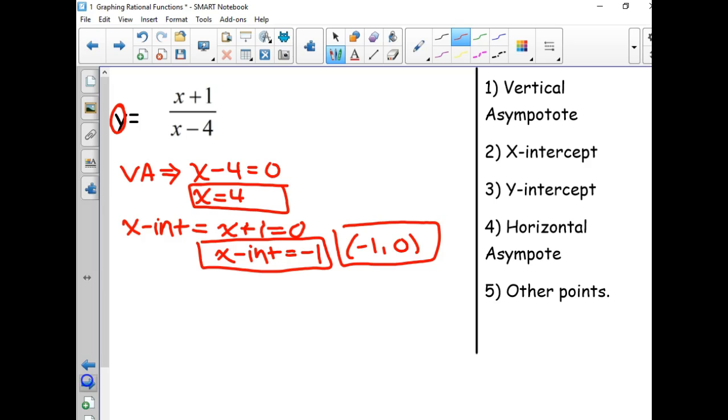The y-intercept, what is that? Try again. What are we going to do with our y-intercept? Set x equal to 0. Do I have to show my work here, guys? No. What is it when x is 0? It's 1 over -4, so it's -1/4. So you either write it as -1/4, or it's when x is 0, the point (0, -1/4).